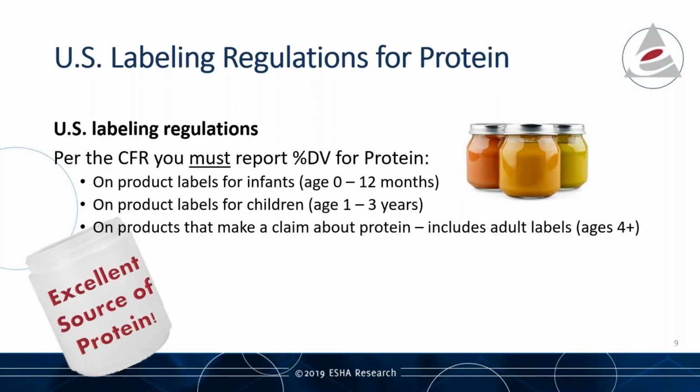Per the CFR, you must report %DV for protein on nutrition labels of foods intended for infants, which is age 0 to 12 months, on nutrition labels of foods intended for children, which are ages 1 to 3 years, and on nutrition labels of products that make a claim about protein. So this includes adult labels, and the ages for adult labels are 4 years and up.